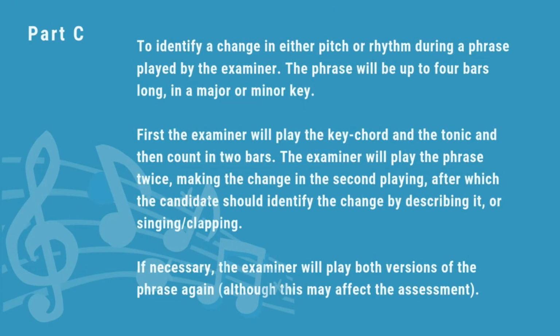Part C. To identify a change in either pitch or rhythm during a phrase played by the examiner. The phrase will be up to 4 bars long, in a major or minor key. First, the examiner will play the key chord and the tonic, and then count in 2 bars. The examiner will play the phrase twice, making the change in the second playing, after which the candidate should identify the change by describing it, singing or clapping. If necessary, the examiner will play both versions of the phrase again, although this may affect the assessment.